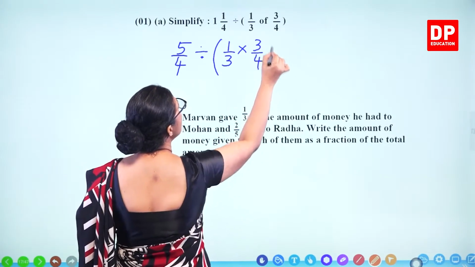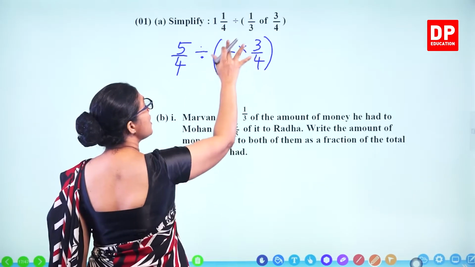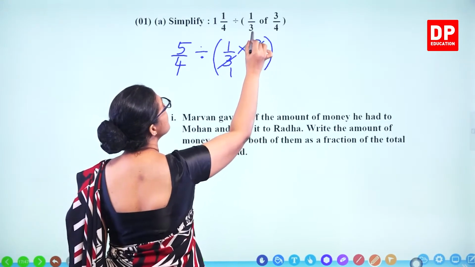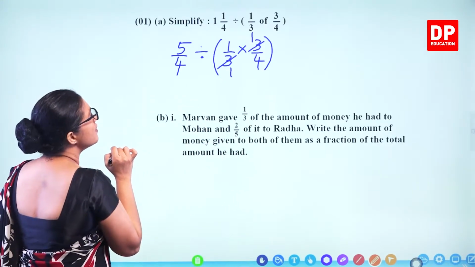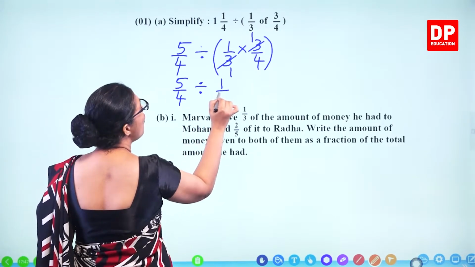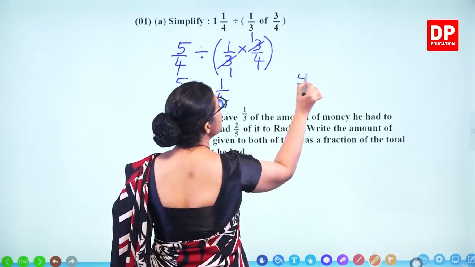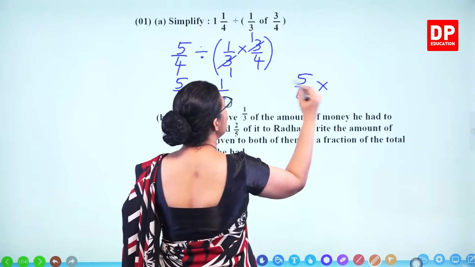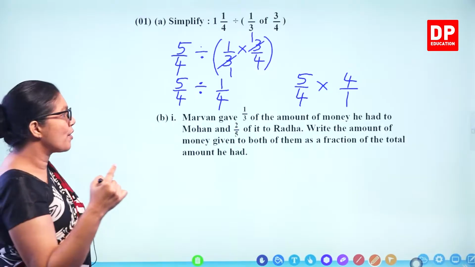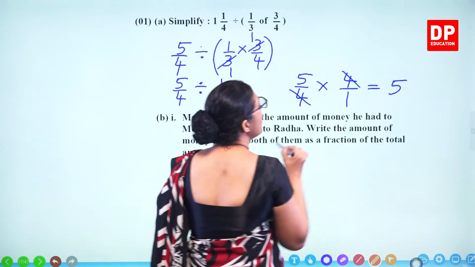3/4. According to BODMAS, brackets and multiplication first. So inside brackets you do 3 times 1, 3 here, 3. So 5 over 4 divide by 1 over 4. Division becomes multiplication by taking the reciprocal. 4 goes to the numerator and 1 goes there. Reciprocal. Now what you get? 4 and 4 get cancelled out. You get 5 only.